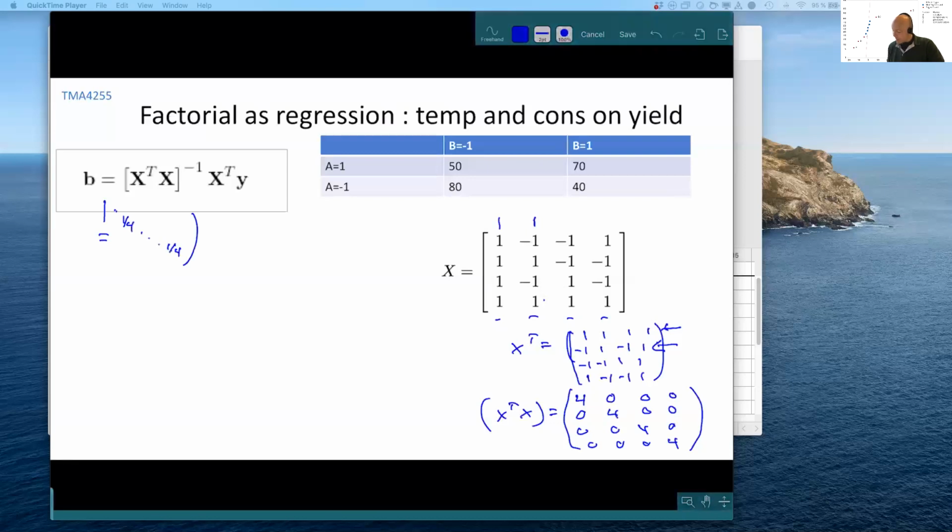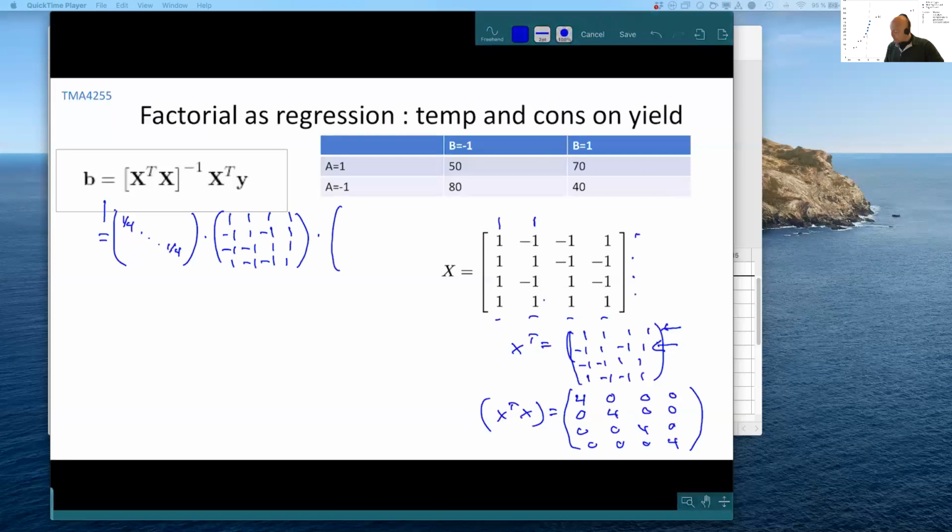And then we have to form this matrix X transpose and multiply it with Y. And Y is then the response measured for each of these combinations of inputs. So here we have X transpose, which is then 1, 1, 1, 1, minus 1, 1, minus 1, 1, minus 1, minus 1, 1, 1, 1, minus 1, minus 1, 1. And we multiply this with Y, which is the different levels.